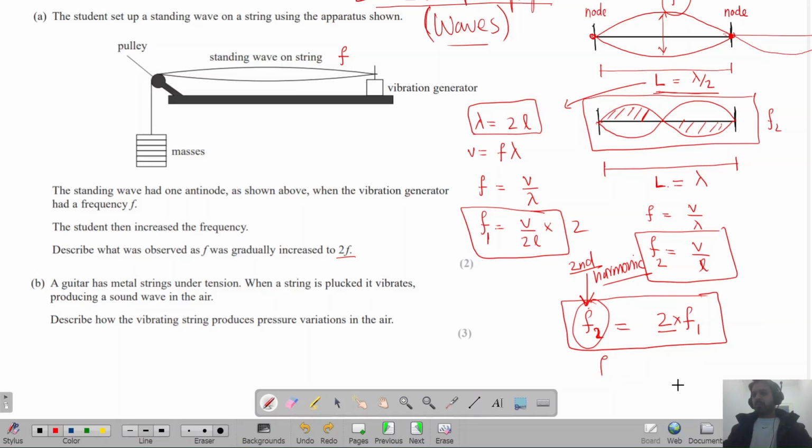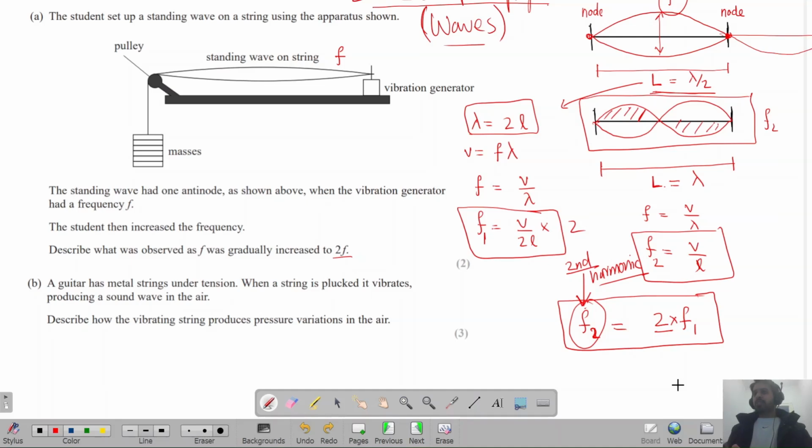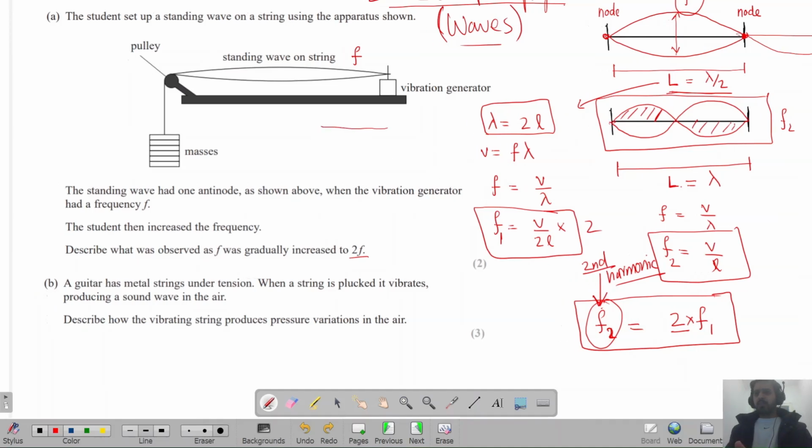This type of pattern you only get for a string which is fixed at both ends. So for example, in organ pipes, if you have an organ pipe which is closed at one end and open at the other, the first standing wave that you can get is this. And as you can see, this part of the wave is not half a wavelength. This is actually a quarter of a wavelength, just 1/4 of the wavelength.